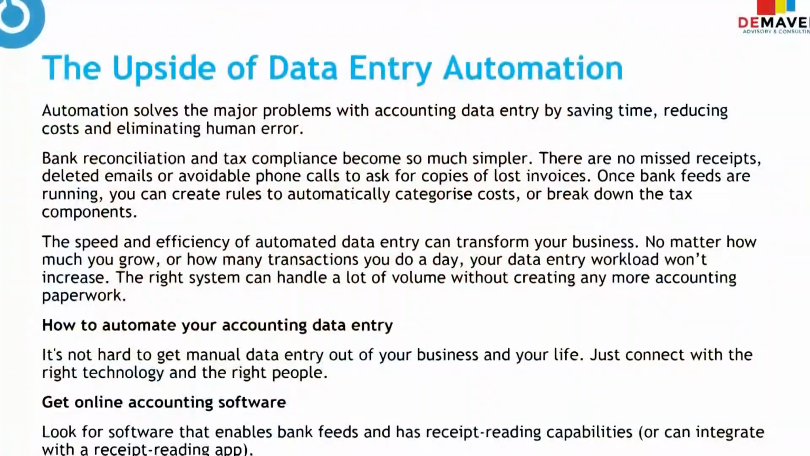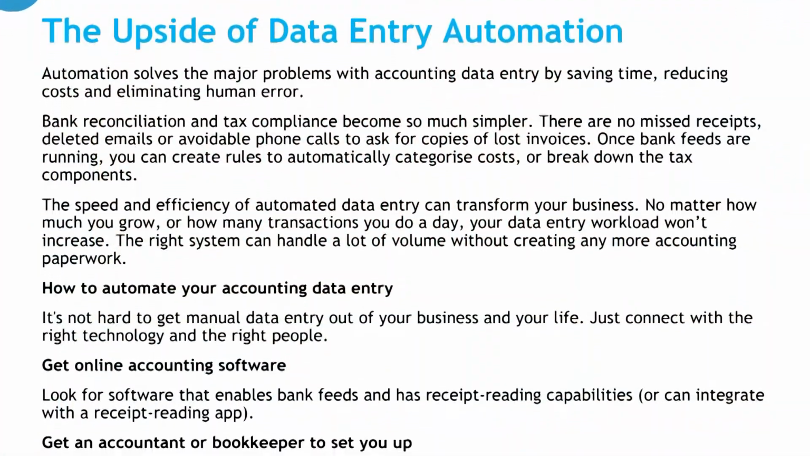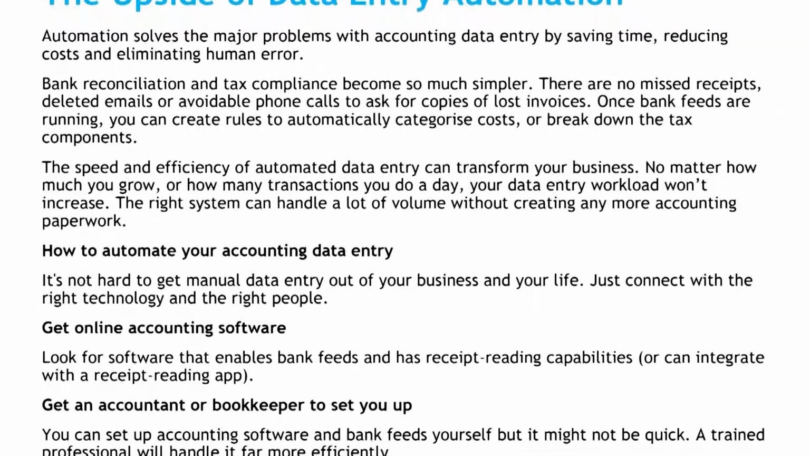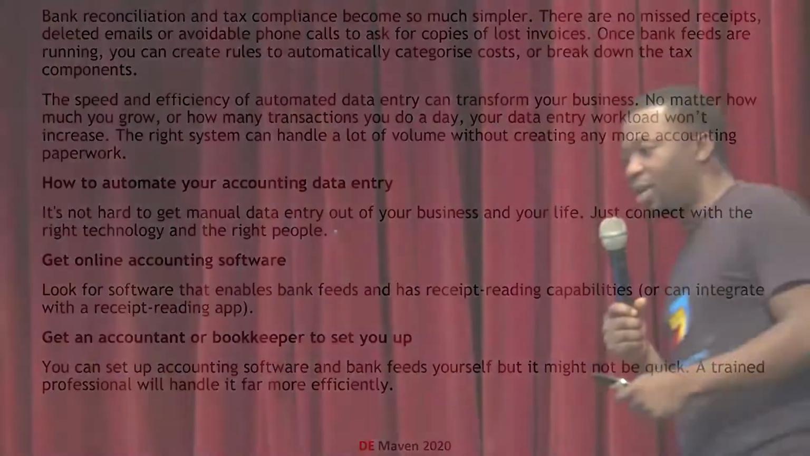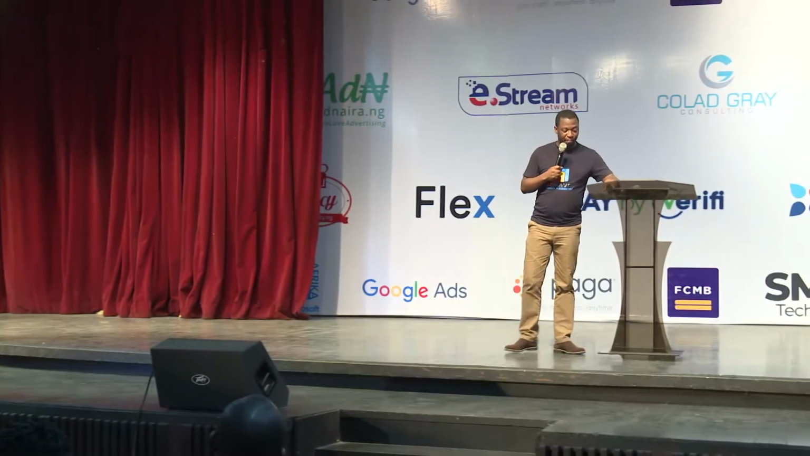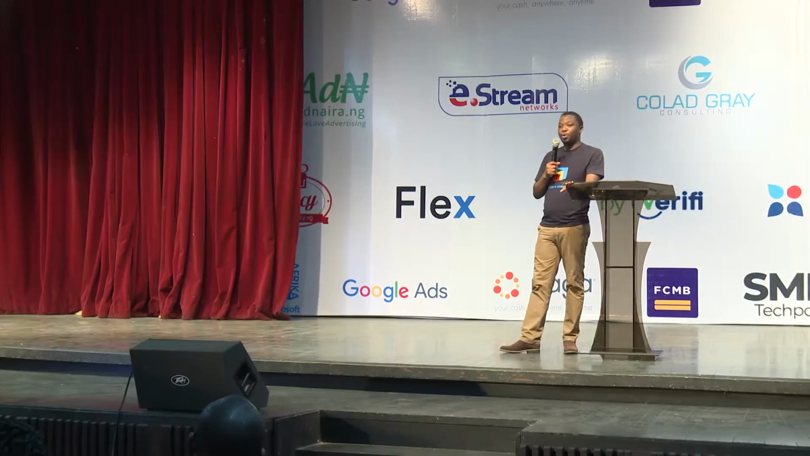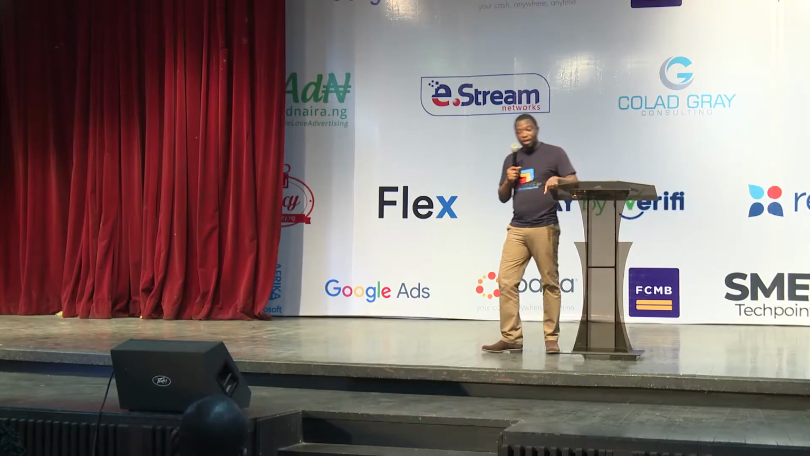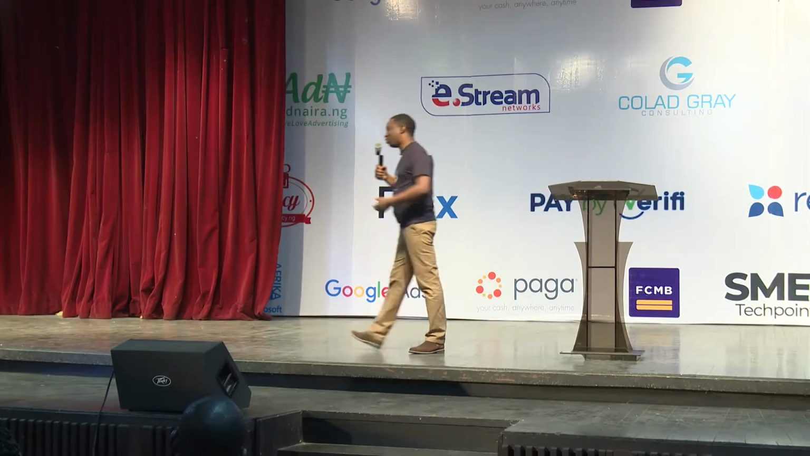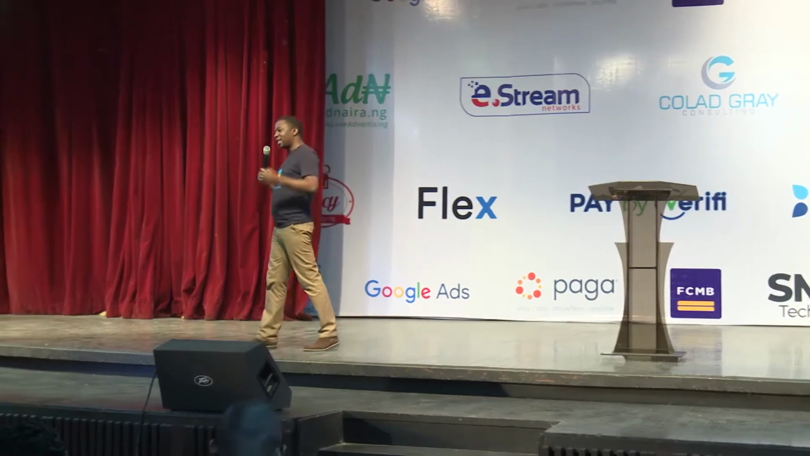Okay, the upside of data entry. Automation solves the major problems with accounting data entry by saving your time, reducing cost, and eliminating human error. The speed and efficiency of automated data entry can transform your business. When you talk about technology, and you automate your process, it can transform your business. For example, you are using accounting software in your business, and they need any information.